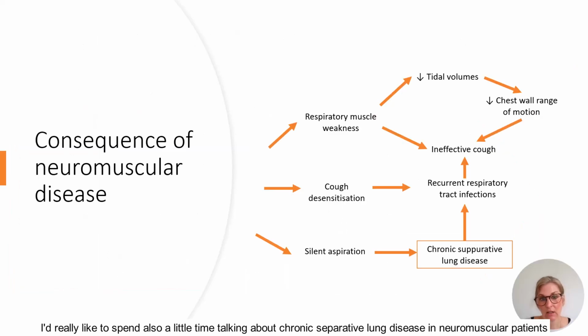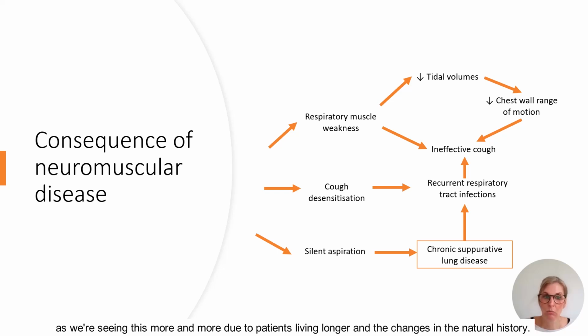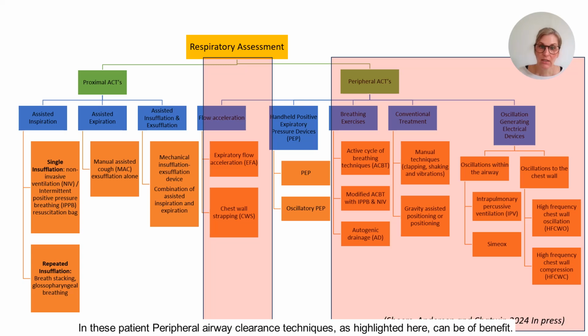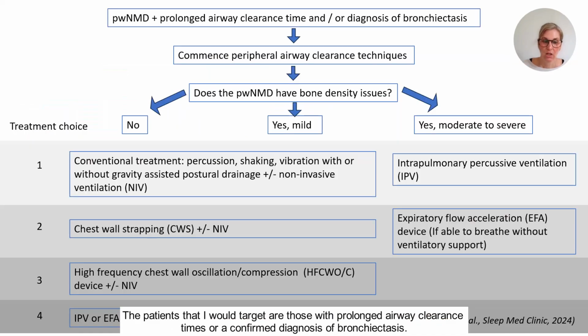I'd really like to spend also a little time talking about chronic suppurative lung disease in neuromuscular patients, as we're seeing this more and more, due to patients living longer and the changes in the natural history. In these patients, peripheral airway clearance techniques, as highlighted here, can be of benefit. The patients that I would target are those with prolonged airway clearance times or a confirmed diagnosis of bronchiectasis.